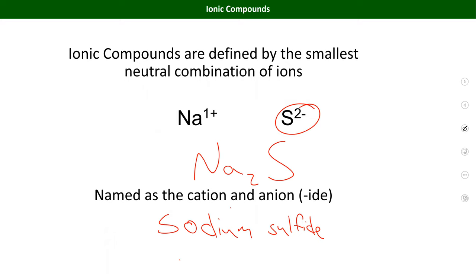Because sodium when it's an ion is always plus one, and sulfur when it's an ion is always minus two because of where they are on the periodic table. So we don't need to specify two sodiums for every one sulfide. It's in the name and periodic table. And so saying sodium sulfide is everything we need to get to Na2S.